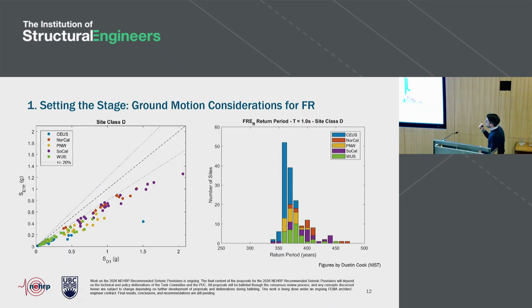The different colors here denote different regions within the US. The figure on the right is giving you a sense of what the return period is for the functional recovery earthquake. As I mentioned, in the US, they use this risk-targeted approach, so the return period that you use in design is different wherever you are, right? This kind of gives you that sense. The colors, again, denote different regions in the US. But what you can see is that the functional recovery earthquake, typically for most sites, is within the 350 to 400 years, so lower than what we do for life safety design.